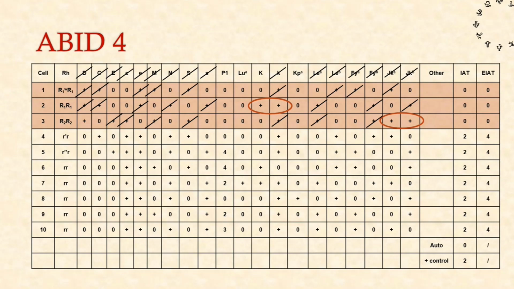Then we're going to next. So we can't get rid of Lu(a) or P1. Not worried really because they're not clinically significant. We just do cross-match by IAT. And everything else is gone.